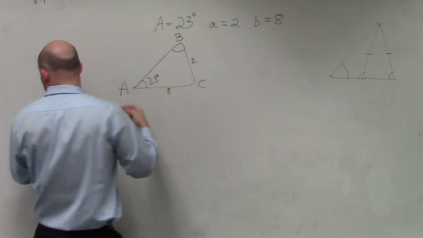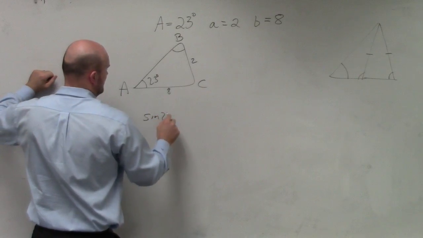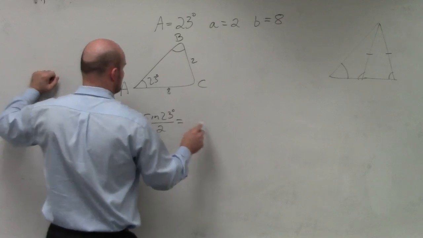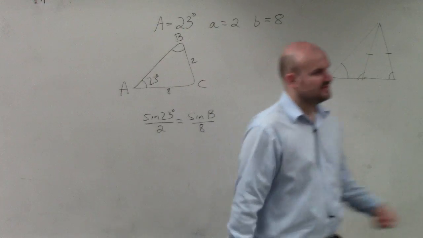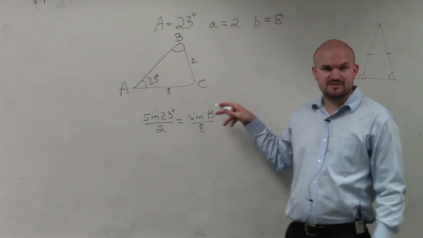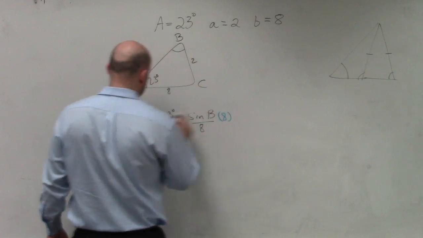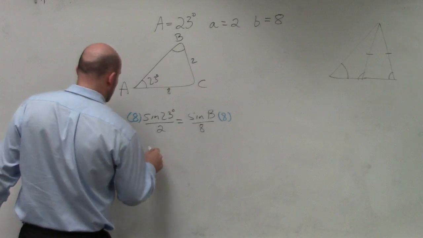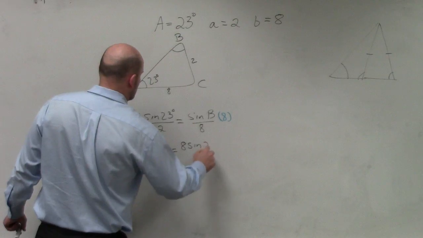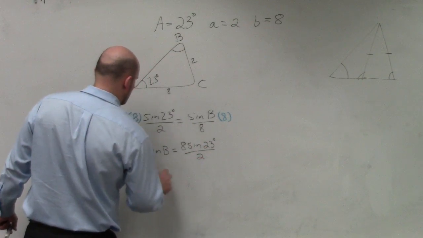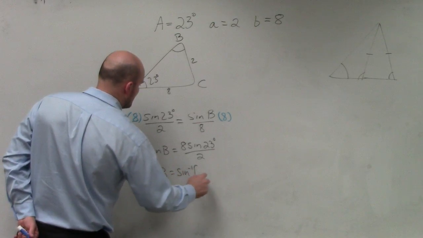Now I'm solving for angle B, so I'm going to want the angles in the numerator. So I will have sine of 23 degrees all over 2 is equal to sine of B all over 8. The reason I like the angles in the numerator is that to solve for sine of B, all I have to do is multiply by 8 on both sides. And I have sine of B equals 8 times the sine of 23 degrees all over 2. But we're not solving for sine of B, we're solving for B, right? So that's going to be sine inverse of that answer.